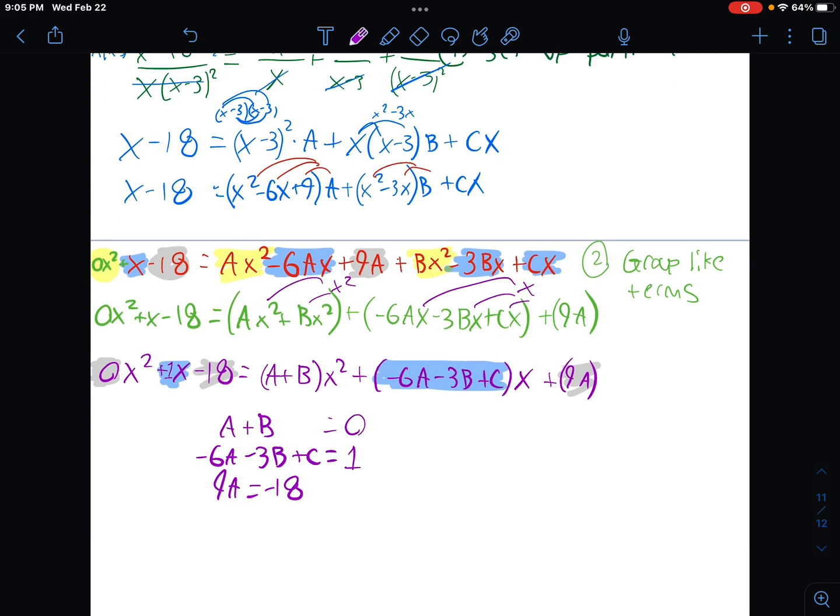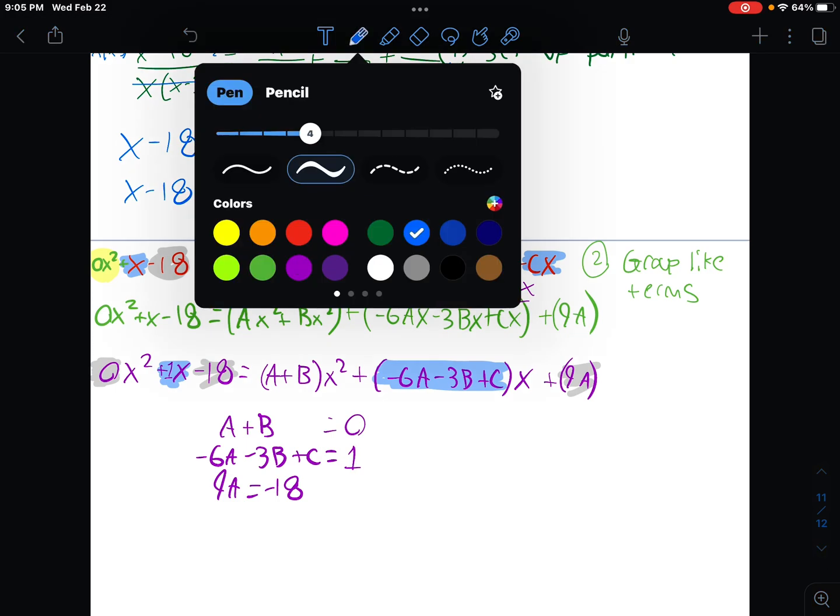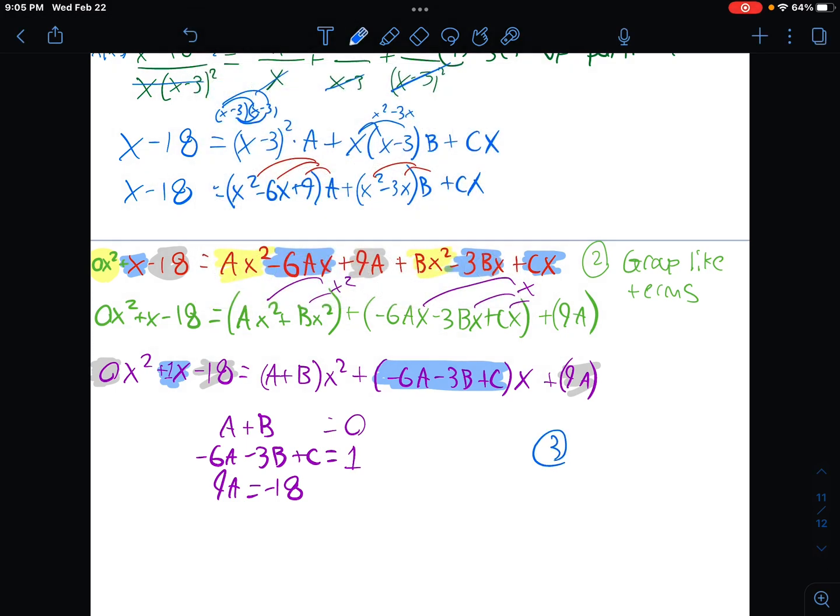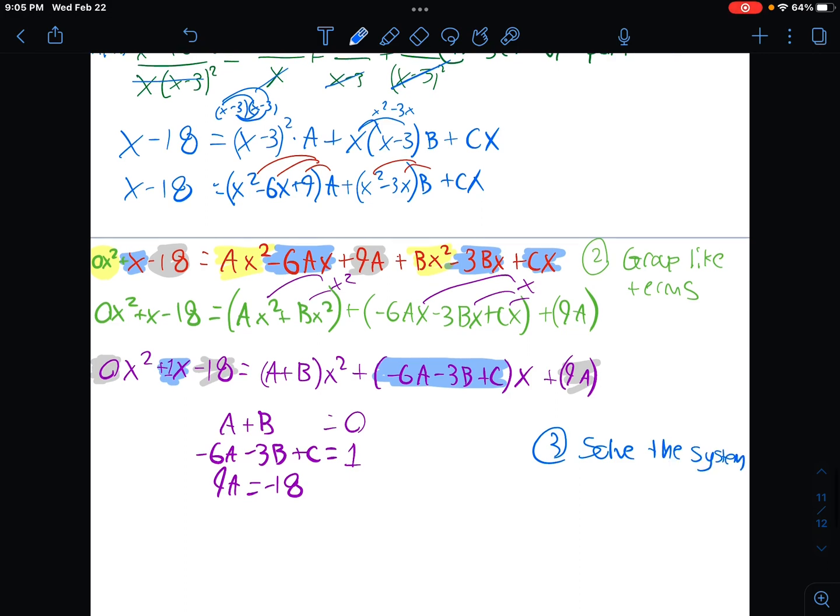Which one are we going to solve for first? We're going to go through here, and this is where we solve our system. We solve the system. And so what we're going to do is solve for a. We're going to divide both sides by 9. We're going to get a equals negative 2.